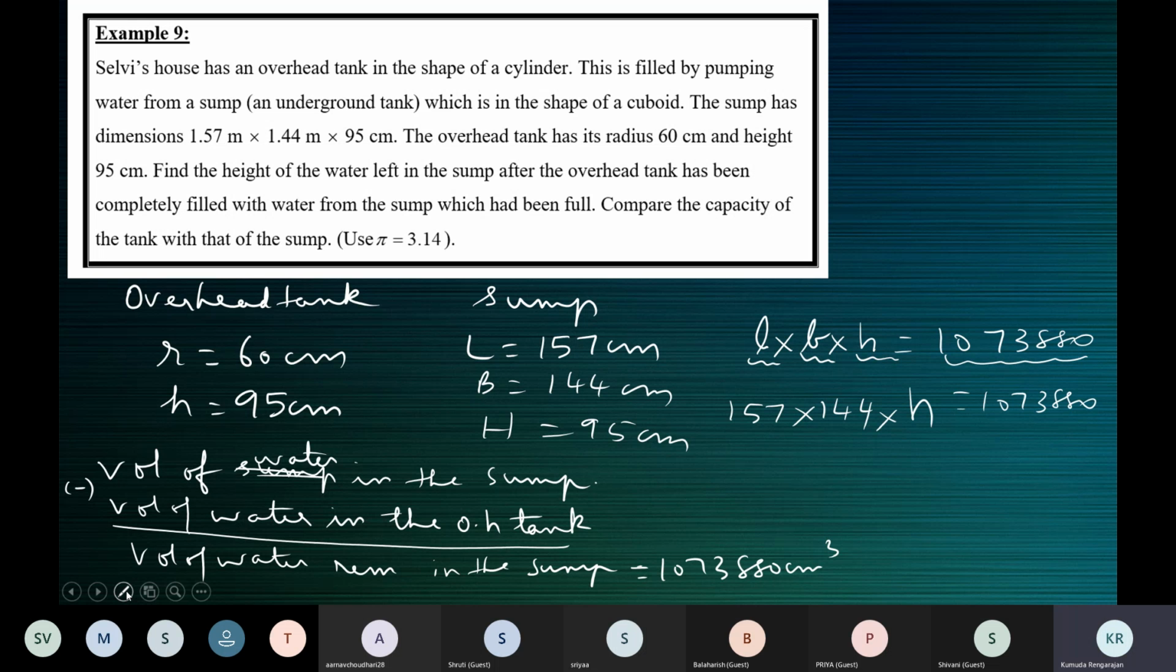And then we'll have to compare the capacity of the tank to that of the sump. That will be easy because we already found the capacity of the sump and we found the capacity of the tank. We should just divide these two answers to get the ratio. Here compare the capacity of the tank with that of the sump. And important, use pi as 3.14. We are going to convert everything to centimeter.